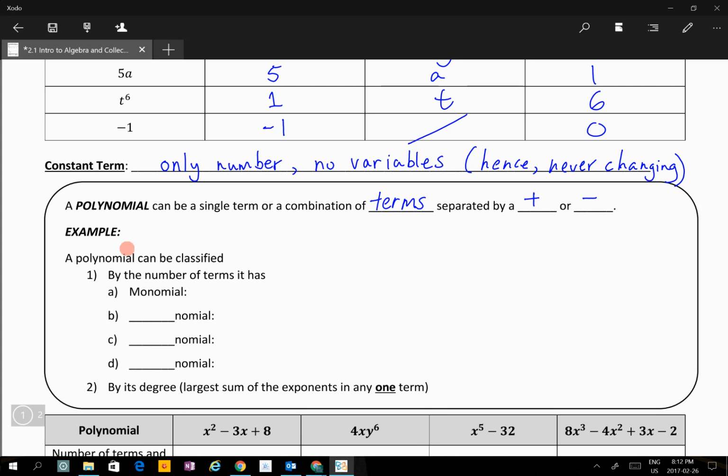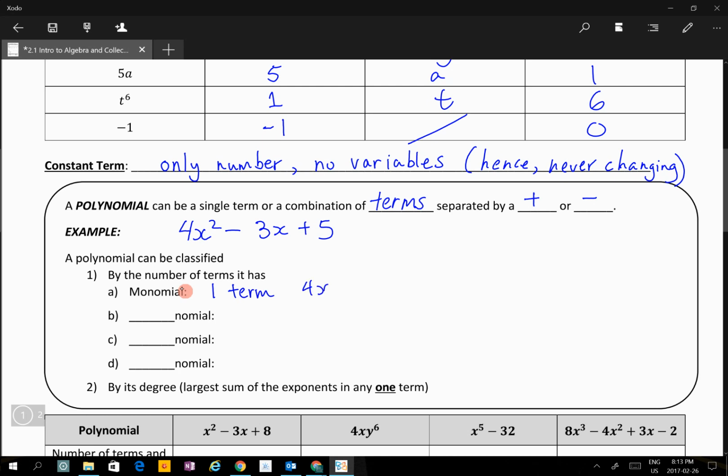So an example of a polynomial could be this. 4x squared, there's one term there. Another term would be 3x. I'm going to separate this with a minus sign. So 4x squared minus 3x plus 5. So here I have a polynomial with 1, 2, 3 terms. Now polynomials can be classified by the number of terms they have. So a monomial would be a polynomial with one term.